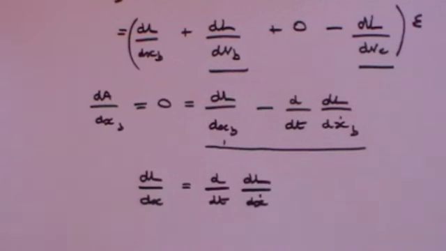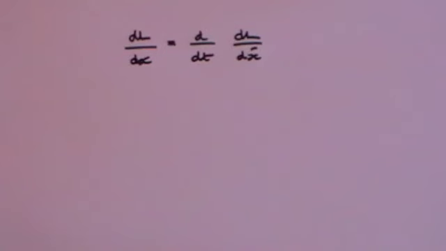The Euler Lagrange equation. So here it is again. The derivative of the Lagrangian with respect to x is equal to the derivative with respect to time of the derivative of the Lagrangian with respect to x dot. And that looks complicated, a good deal more complicated than Newton's equations do. But let's just see what we can do with this.